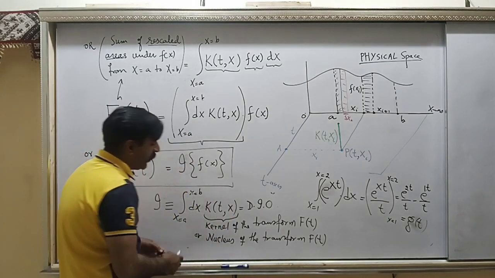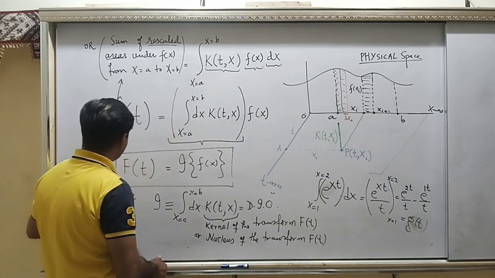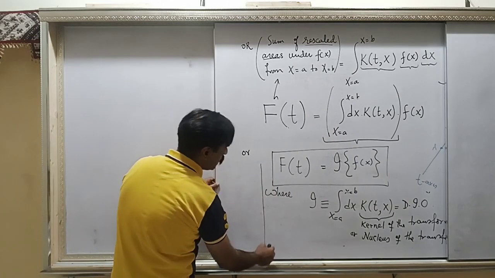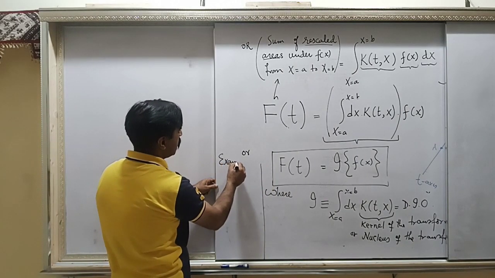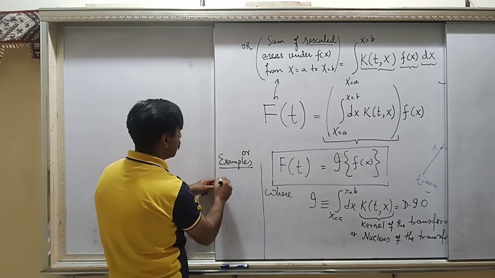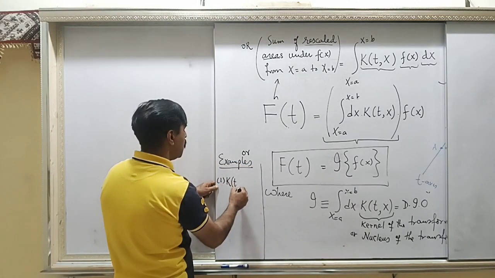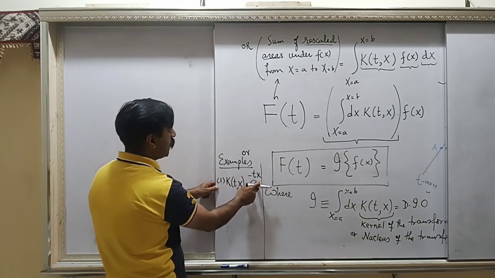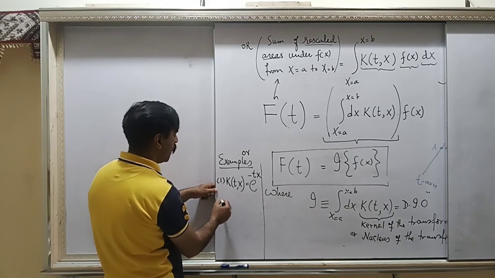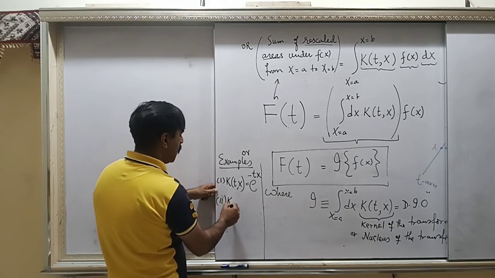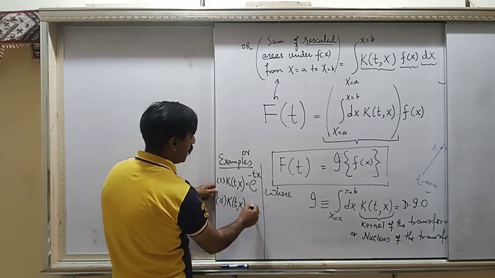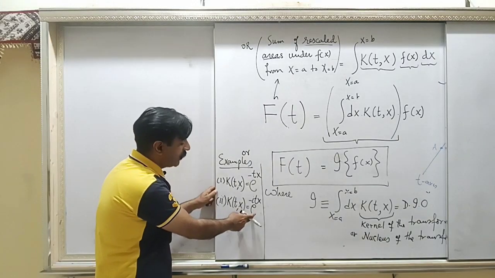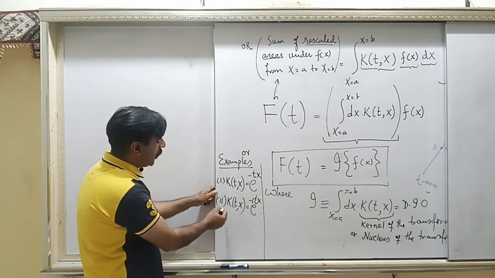This K(t,x) has different forms which have been used. For example, I give you some examples. Number one, K(t,x) is equal to e to the power minus tx. This is known as the kernel of the Laplace transform. Number two, K(t,x) is equal to e to the power minus itx. This is known as the kernel of the Fourier transform, and so on.